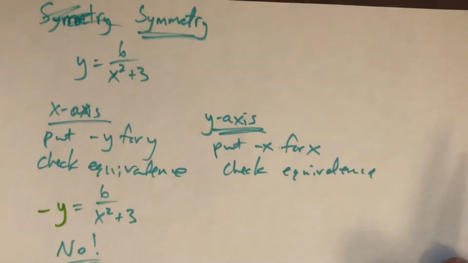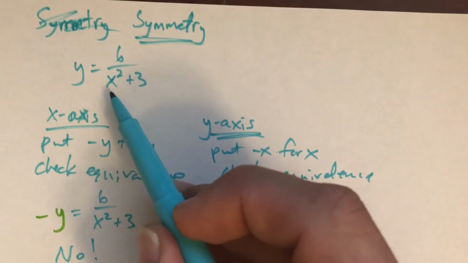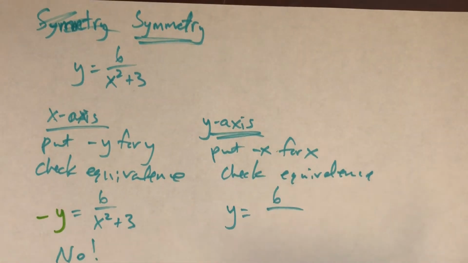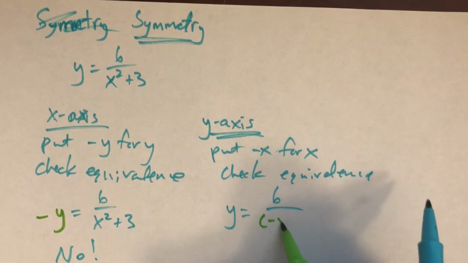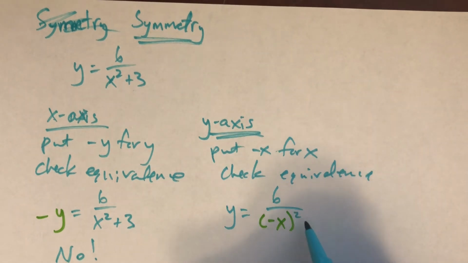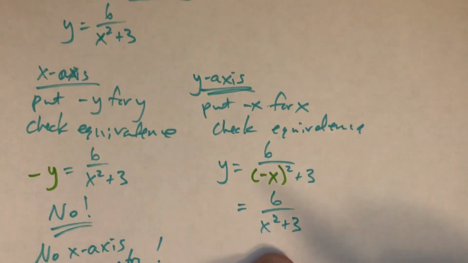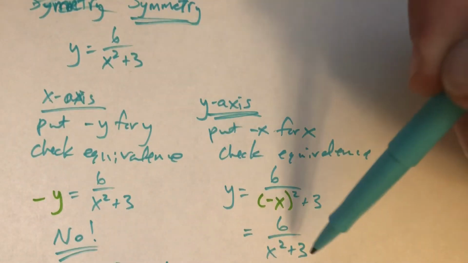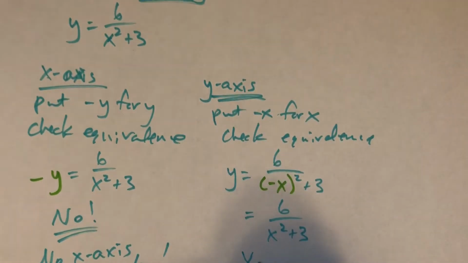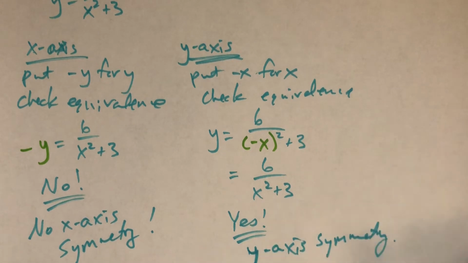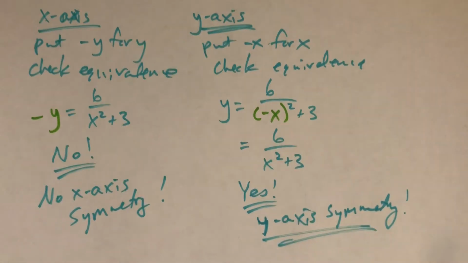We could probably see into the future here. If we put a negative there, we're going to square it. It's going to become positive. So maybe you'll write this in your work. You probably should, but it's likely that we can see it ahead of time. Okay, so we square it. We get 6 over x squared plus 3. And lo and behold, we have the same thing. So this is equivalent, and it does have y-axis symmetry.